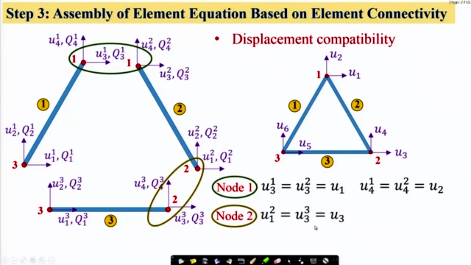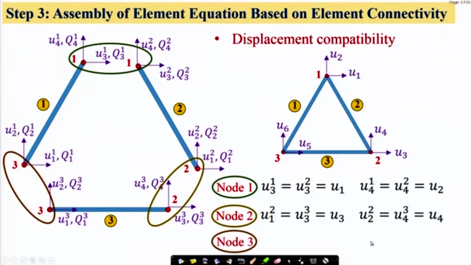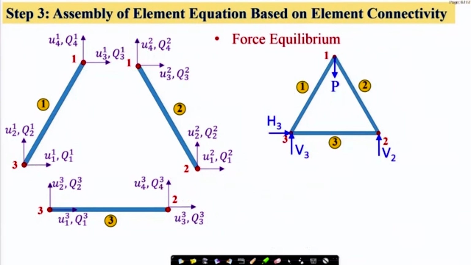This is for the horizontal displacement in this case, and similarly for vertical displacement, and the same condition can be written for node number 3 as well. For node number 3, this is for horizontal displacement and this is for vertical displacement. So these need to be ensured. When this is ensured, the compatibility, the inter-element continuity, is satisfied. Okay, now the continuity is satisfied.